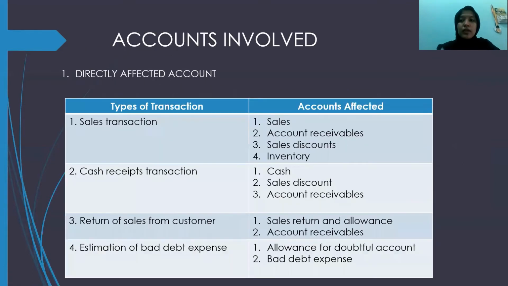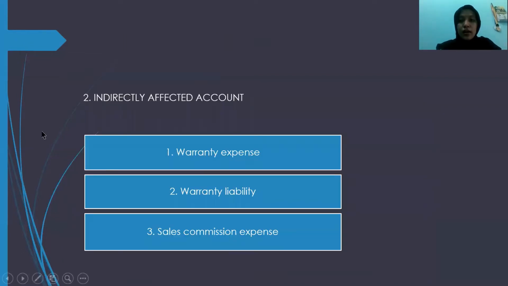The accounts involved in the revenue cycle can be divided into two, which are directly affected accounts and also indirectly affected accounts. For a sale transaction, the accounts affected are sales, accounts receivable, sales discount, and also inventory. A cash receipt transaction involves cash, sales discount, and accounts receivable. For a return of sale from a customer, it involves sales return and allowance and accounts receivable. For estimation of bad debt expense, it involves allowance for doubtful accounts and also bad debt expense. For indirectly affected accounts, the accounts involved are warranty expense, warranty liability, and also sales commission expense.